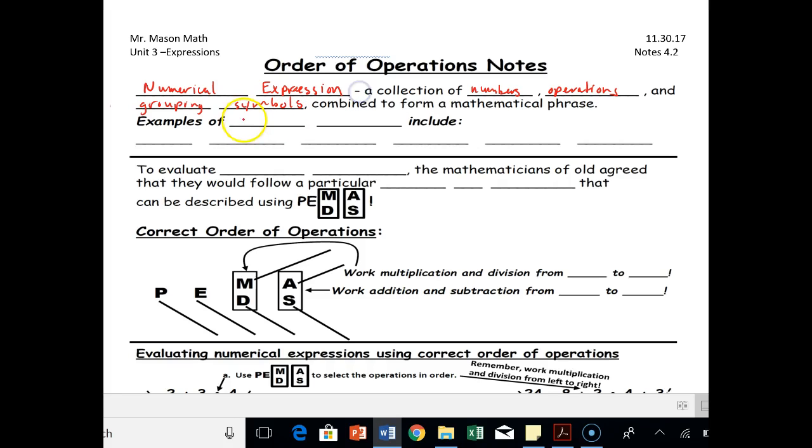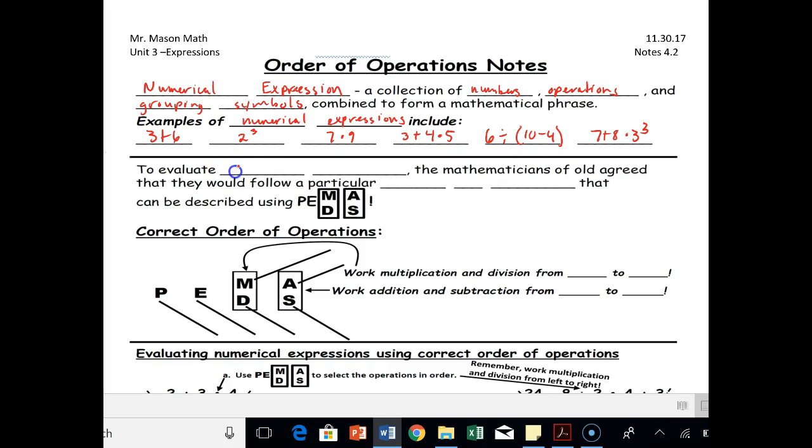So examples of numerical expressions are the following. Something as simple as 3 plus 6, or 2 to the third, or 7 times 9, or 3 plus 4 times 5, or 6 divided by 10 minus 4, or 7 plus 8 times 3. All of these have a combination of numbers, operations, and even some of them have grouping symbols. Notice none of them have equal signs, so that would be an equation if it had an equal sign.